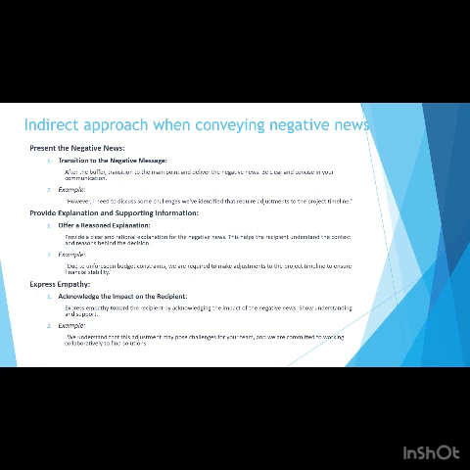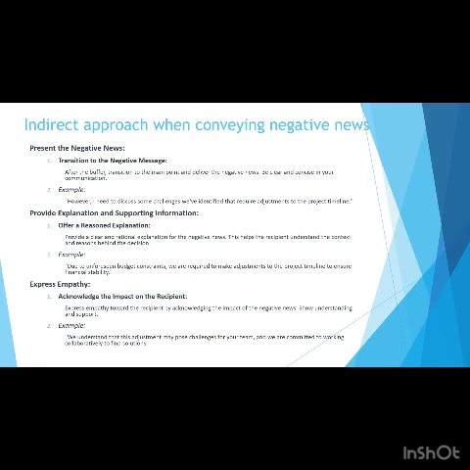And then the third step here would be to provide explanation and supporting information, right? So here you're going to clearly explain the reason behind the negative news to help the recipient understand the context. So for example, due to unforeseen budget constraints, we are required to make adjustments to the project timeline to ensure financial stability. So here we're providing a rationale for the negative news that helps the recipient see it is a necessary decision rather than an arbitrary decision.